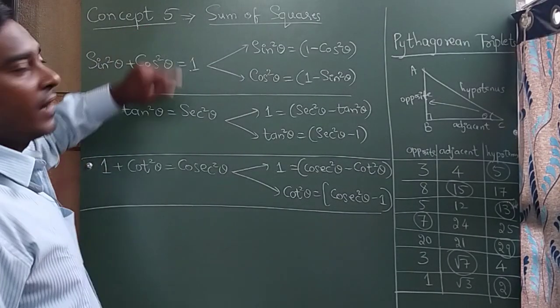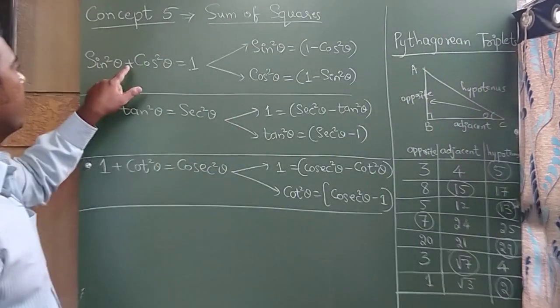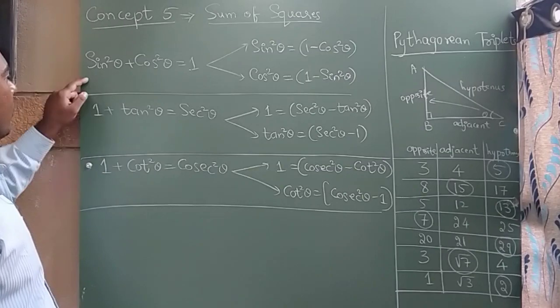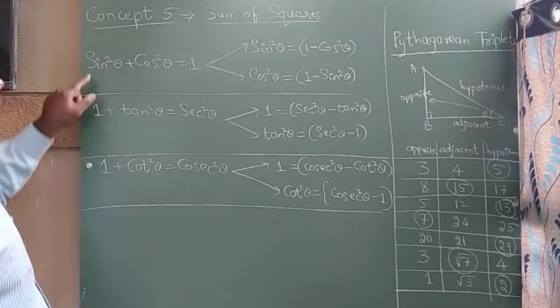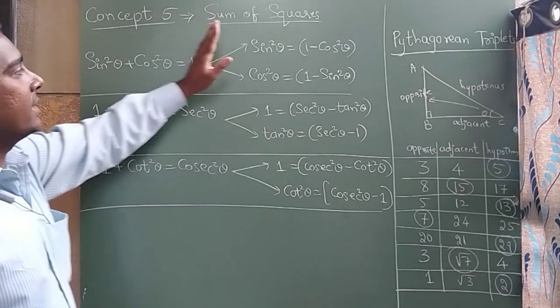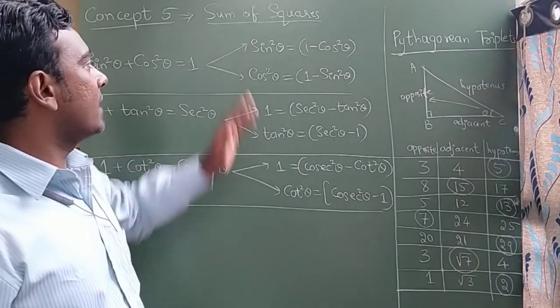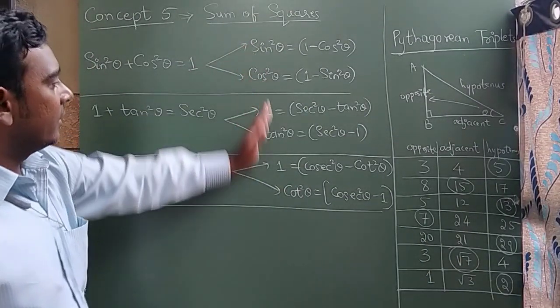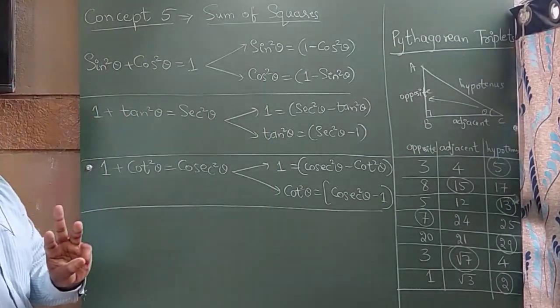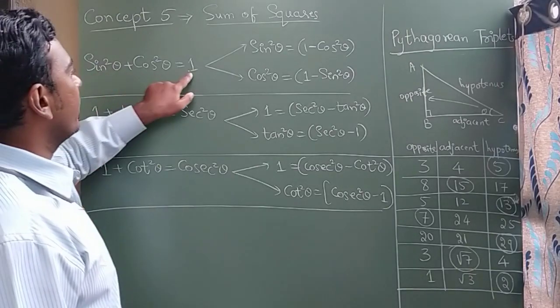Now, concept number 5. Sum of squares. You can see here sum and squares. So, there are only 3 formulas. Okay. Sine square plus cos square is equal to 1. These are called derived formulas. These are not actual formulas. All these are derived from the original formulas. Originally, there are only 3 formulas. Remember this. Sine square plus cos square is equal to 1.